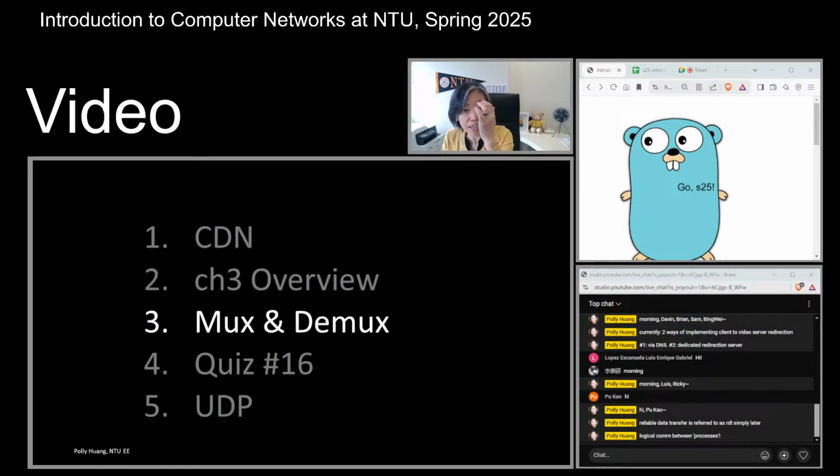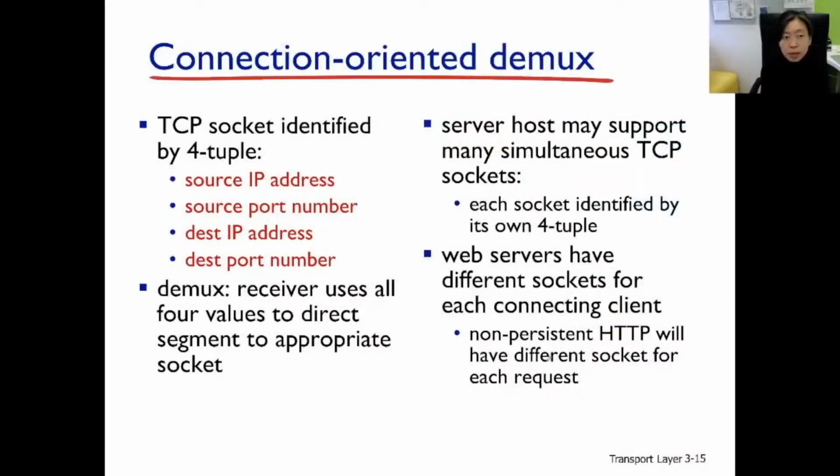All right, so the second type of demultiplexing is the connection-oriented one. The connectionless one looks only at the destination IP and port number, but the connection-oriented one looks at both destination and source IP and port number. And this is the one implemented by TCP. It is slightly more complicated, and that is also TCP's demultiplexer. So whether a segment should go to a particular socket depends on all four pieces of information. The receiver uses all four values to direct the segment to the socket.